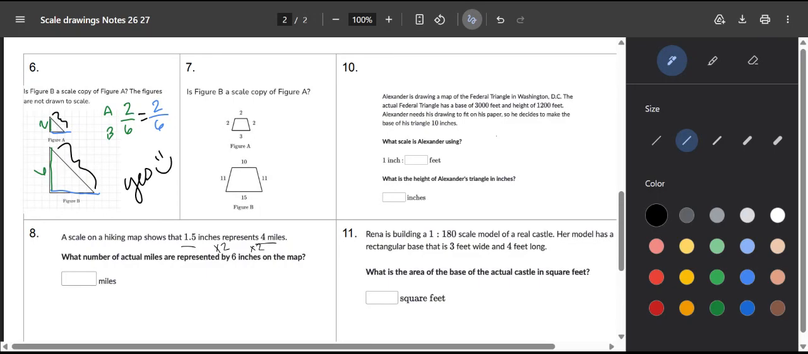All right, I would like you to try number 7. See if you can figure that out. Press pause now, and when you're ready to come back and check your work, you can press play.